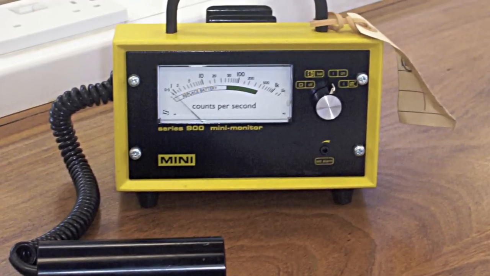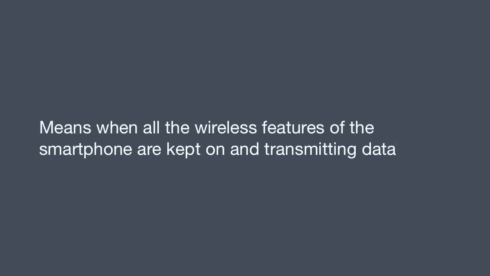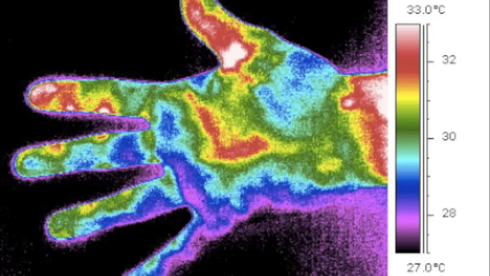Second is that the maximum SAR value is measured under simultaneous transmission of all radio frequencies, meaning when all the wireless features of the smartphone are kept on and transmitting data. It's not just one wireless feature, it includes Wi-Fi, Bluetooth, radio, infrared, and internet.